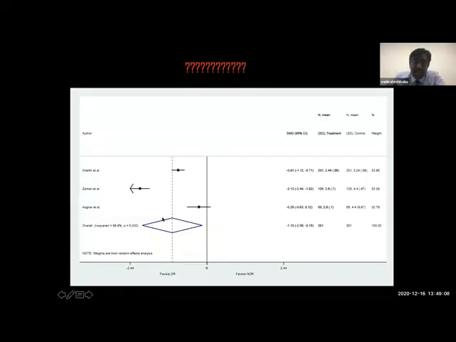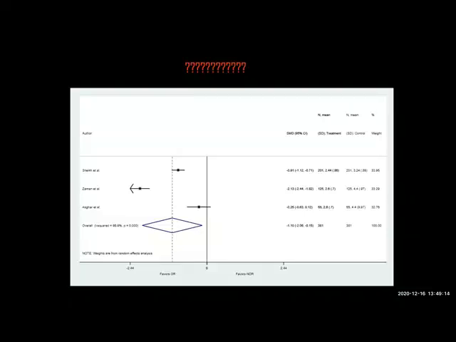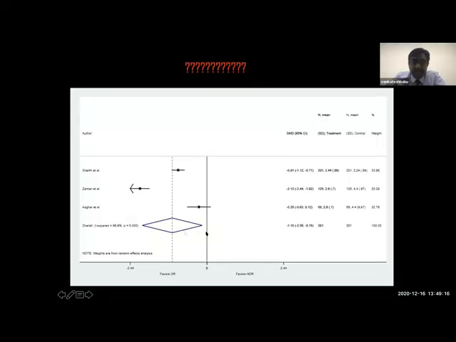Now this diamond is favoring which group? With the reduction. Exactly. So it comes towards this side. So my meta-analysis is favoring occlusal reduction. So the take-home message is that occlusal reduction helps in reducing the post-operative pain following root canal treatment. So this is how you have to interpret your meta-analysis.